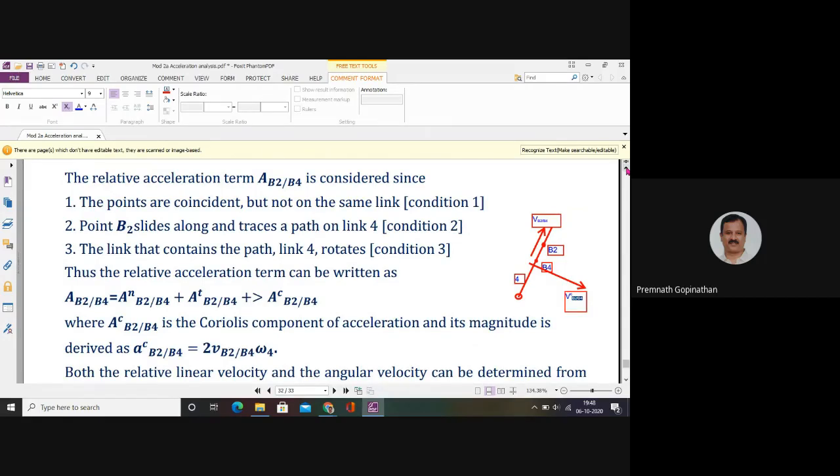Okay. So for today, I am stopping here. You just go through this tutorial video and understand it clearly, so that in the next session we'll be discussing an example using this Coriolis component, and we'll do the acceleration analysis for that one. Okay, thank you then.